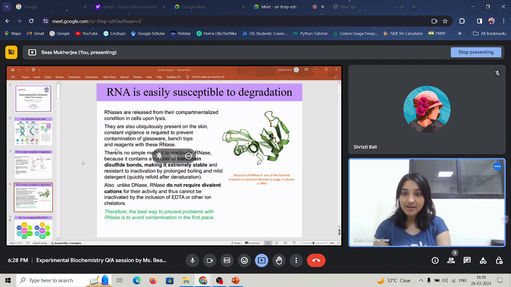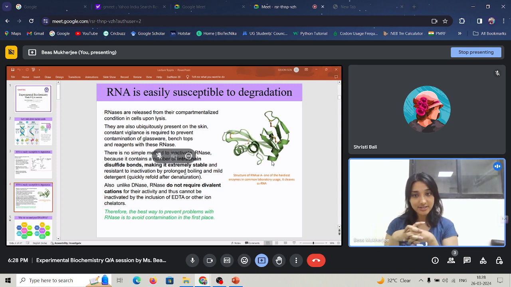So look here, there is no simple method to inactivate RNases because it contains a number of intra-chain disulfide linkages. So RNase has disulfide linkages that make it extremely stable, and it is very well folded and resistant to inactivation by prolonged boiling and mild detergent. It gets quickly refolded after denaturation. Also, unlike DNases, RNases do not require divalent cation for their activity and therefore cannot be inactivated by the inclusion of EDTA or other chelators.